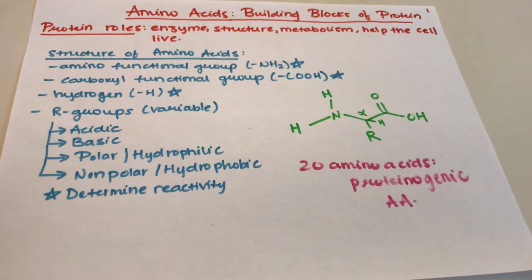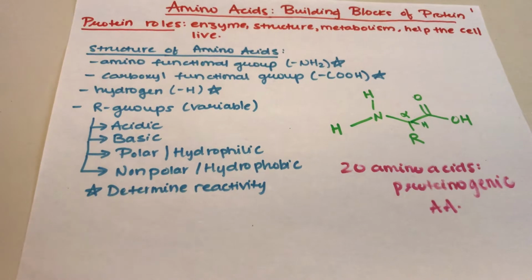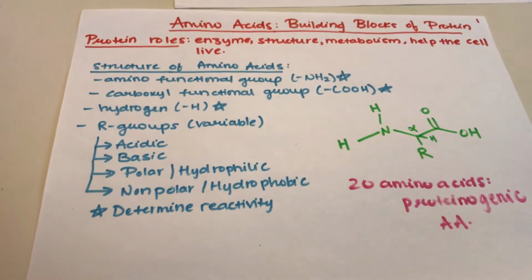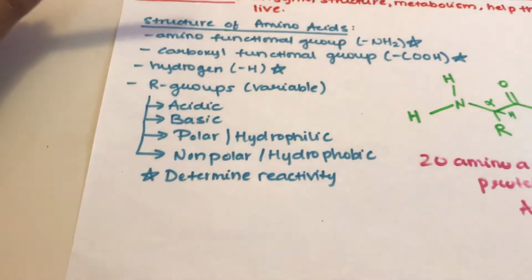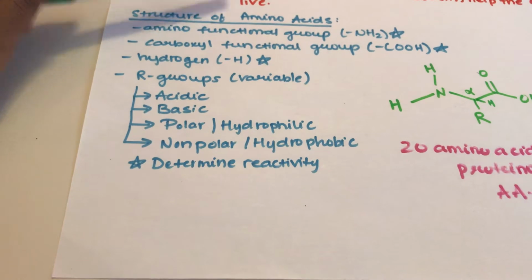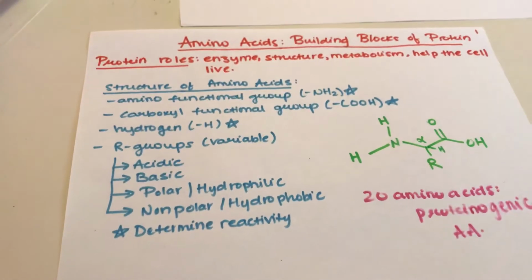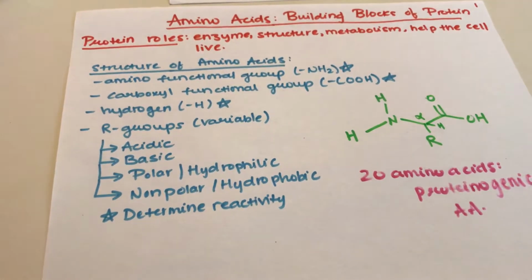Amino acids play a crucial role in helping the cell live in many organisms. They are considered the building blocks of proteins, and once the proteins are formed, they have many functions, including being an enzyme, being a part of the cell membrane to give it structure, helping the cell undergo metabolism, and just many other processes that help the cell live.